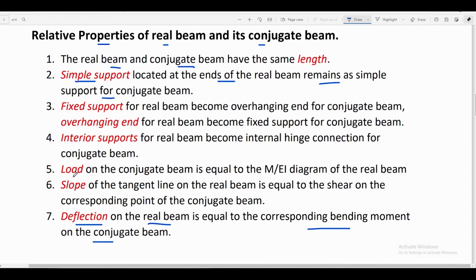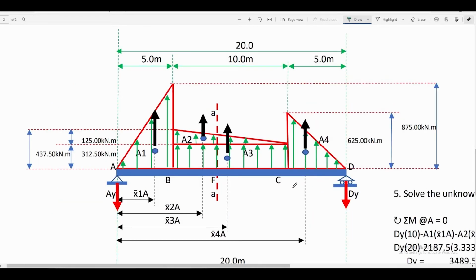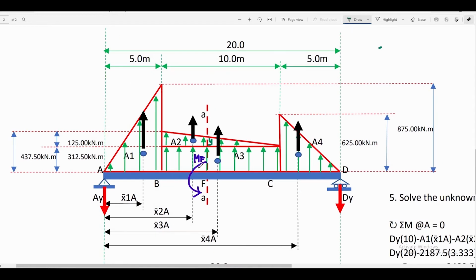From property number 5, the load on the conjugate beam is equal to the M over EI diagram of the real beam. So we can now apply the M over EI diagram of our real beam to our conjugate beam as a load. So here is now our conjugate beam loaded by the M over EI diagram. Our aim is to solve for the moment at point F of our conjugate beam. Let us now focus our attention on this beam. How can we solve for the bending moment at point F of the beam?